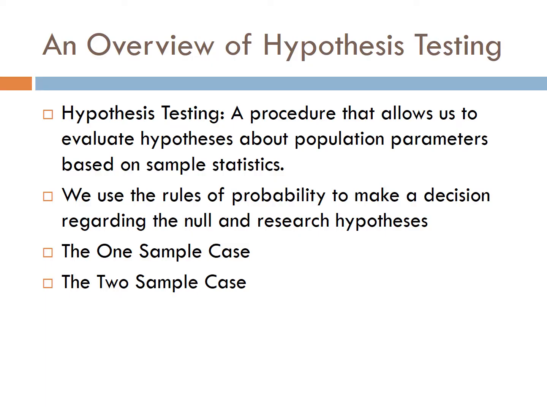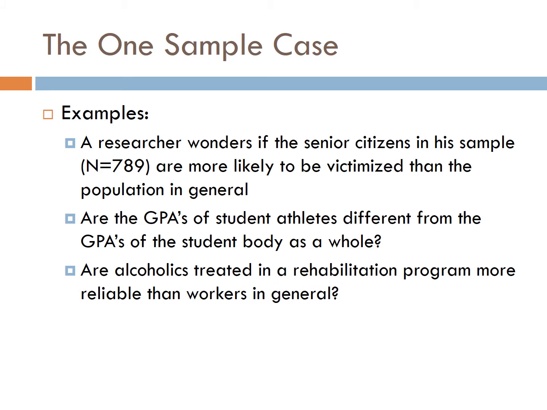So, an overview of hypothesis testing: it is a procedure that allows us to evaluate hypotheses about population parameters based on sample statistics. We use the rules of probability to make a decision regarding the null and research hypothesis. So there is a one sample case t-test and a two sample case t-test. If we were doing this by hand like you did in stats class, here's an example.